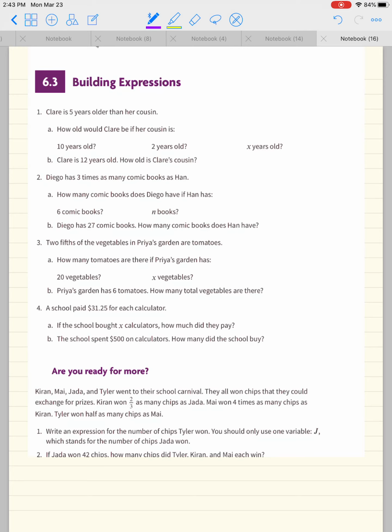Okay. A school paid $31.25 for each calculator. If the school bought X calculators, how much did they pay? So, go ahead and try it on your own if you can. This is like the ones above where we don't know the amount, we just know that it's X. But in order to solve this problem with whatever X is, we would multiply it. So the answer to A is $31.25 times X, or 31.25x.